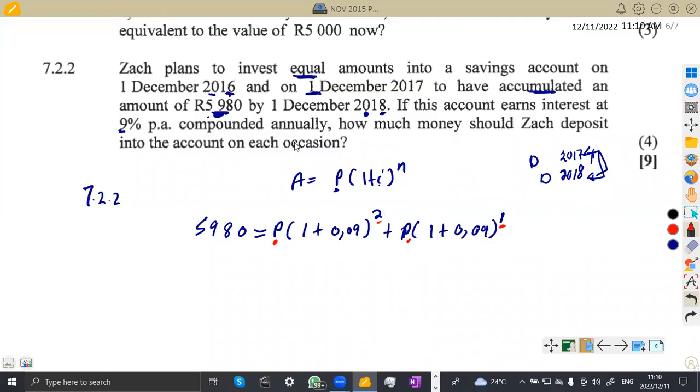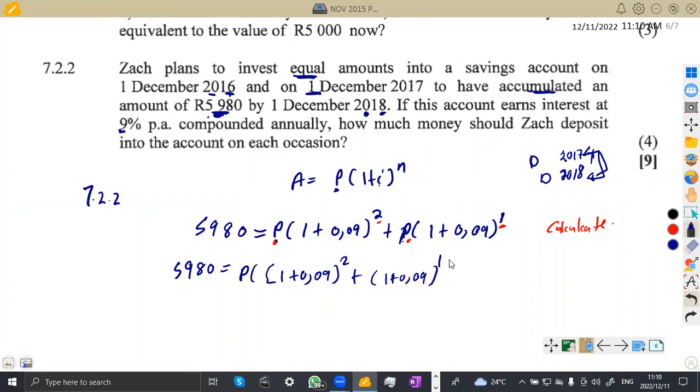So the question is to calculate the money that was deposited on each occasion, which means we are supposed to calculate P. So what can we do to calculate P? Guys, we can just factor out P because P is common here. We are adding, so we can factor out P. We remain with 1 plus 0.09 to the exponent of 2, plus 1 plus 0.09 to the exponent of 1. So that's what you're going to have. To get P, we can just divide 5,980 by the whole of this bracket.